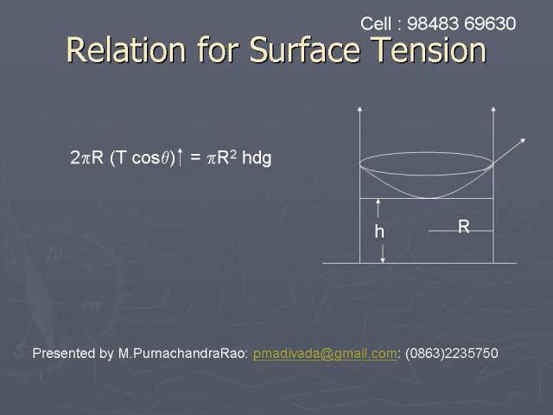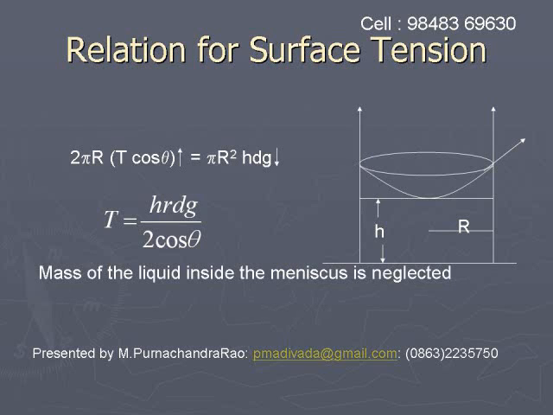So, 2 pi r into T cos theta is equal to pi r square h dg, from which we get T is equal to h r dg by 2 cos theta. Here, we have neglected the mass of the liquid inside the meniscus. By neglecting the mass of the liquid inside the meniscus, we get the relation T is equal to h r dg by 2 cos theta.